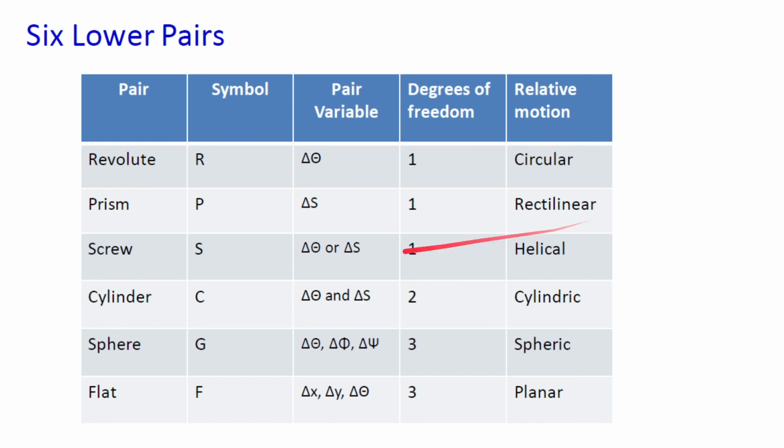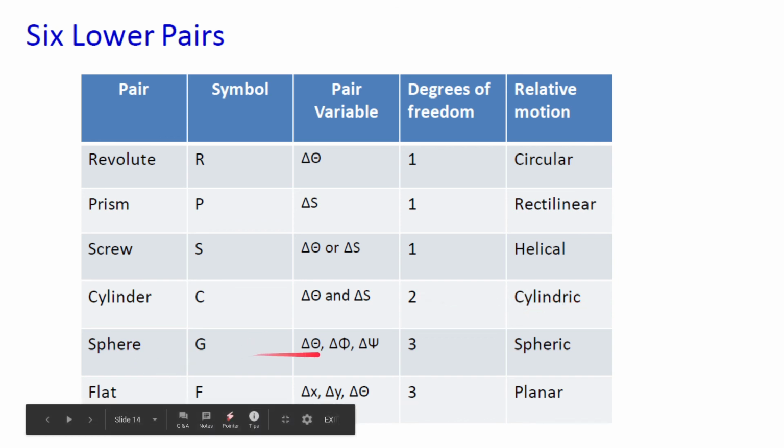The screw pair had 1 degree of freedom, either the rotation which we are applying or the translation which is the output of the rotation, and it is the helical motion. The cylindrical pair has two motions, that is one x or y, or one rotation, so there are 2 degrees of freedom and it is cylindric motion. Sphere has spherical motion and there are 3 angular degrees of freedom available. The flat pair had 3 degrees of freedom and the planar motion was there, and there are 2 independent xy directions in which it can travel, and there was one angular motion about which it can rotate about its own axis.